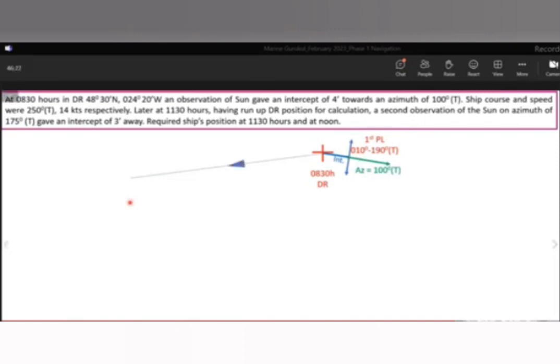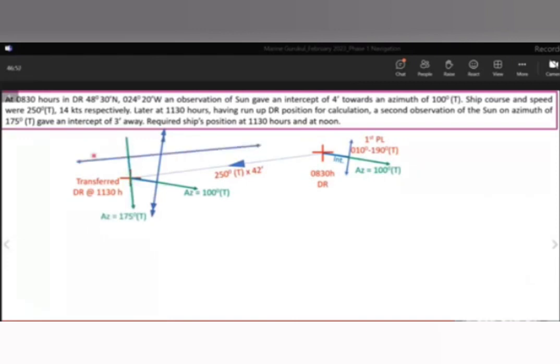We apply the CTS for 3 hours. The distance becomes 42 miles. We apply, and this position is the DR at 11:30. Now, with respect to this DR at 11:30, we can plot the first PL transfer with same azimuth, intercept, and direction of the PL. So we get the first PL transferred here. We can draw the second PL with respect to this DR, azimuth 175, intercept away, and perpendicular to the azimuth. This is the second PL. Obviously, this point becomes the fix at 1130.